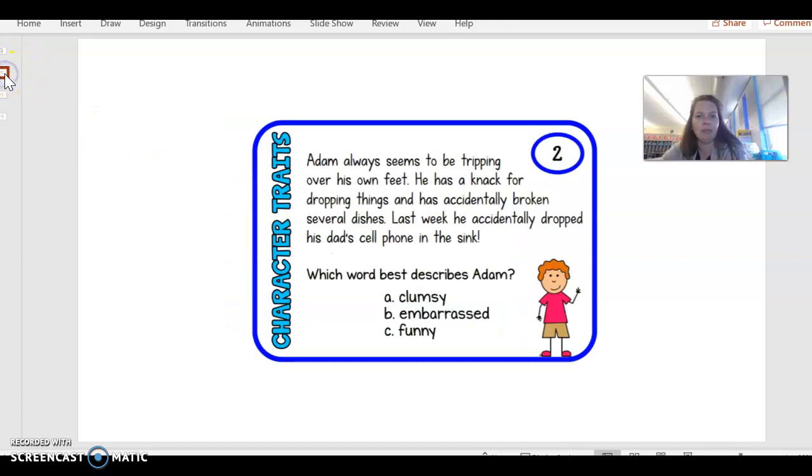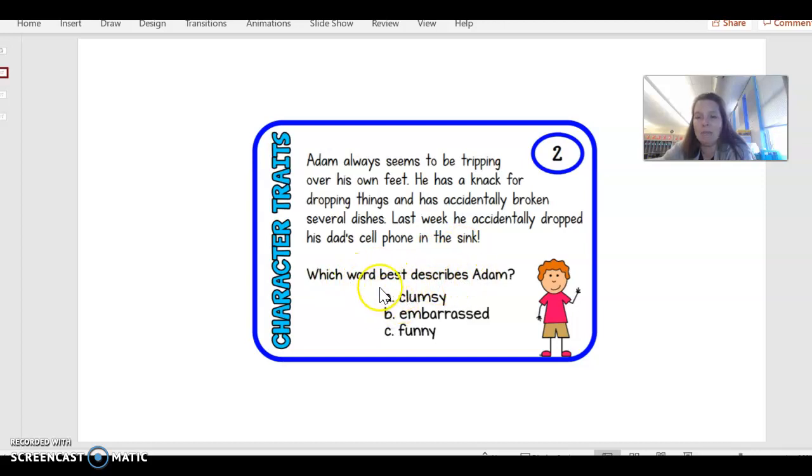All right, let's go to another one. Again, we're going to read the story. We're going to think about what the character is doing in the story, and we are going to decide what character trait best represents him. Adam always seems to be tripping over his own feet. He has a knack for dropping things and has accidentally broken several dishes. Last week, he accidentally dropped his dad's cell phone in the sink. Which word best describes Adam?